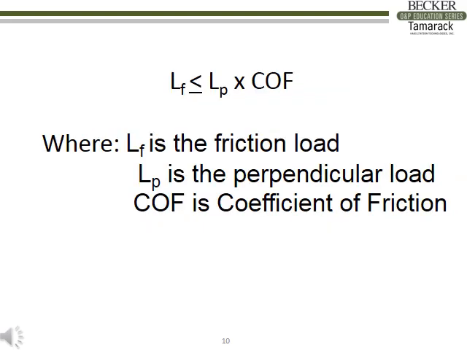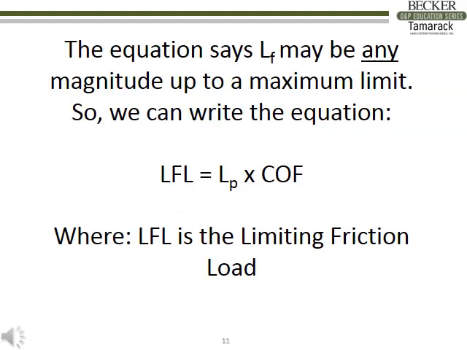So that brings us to the practical question. How can we reduce the magnitude of the friction load over those most hazarded points? The equation governing the friction load is: the friction force is less than or equal to the perpendicular load, the pressure load, times something called the coefficient of friction, COF for short. So, the limiting friction load, LFL for short, equation is shown. This is an equation from high school physics.